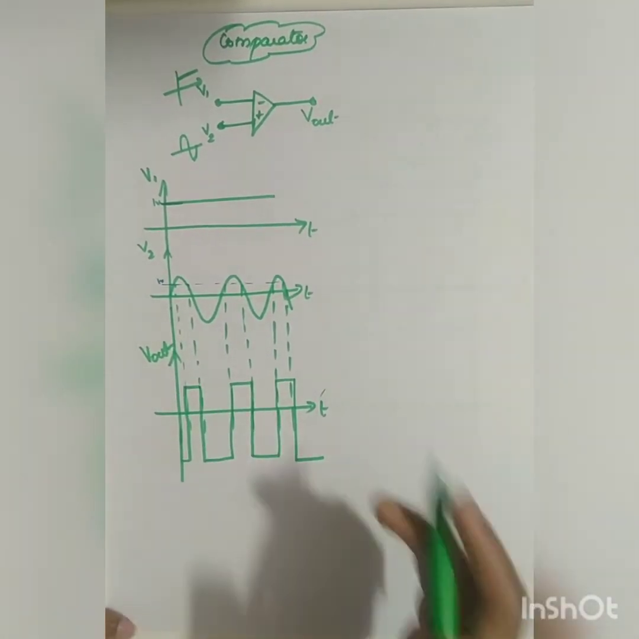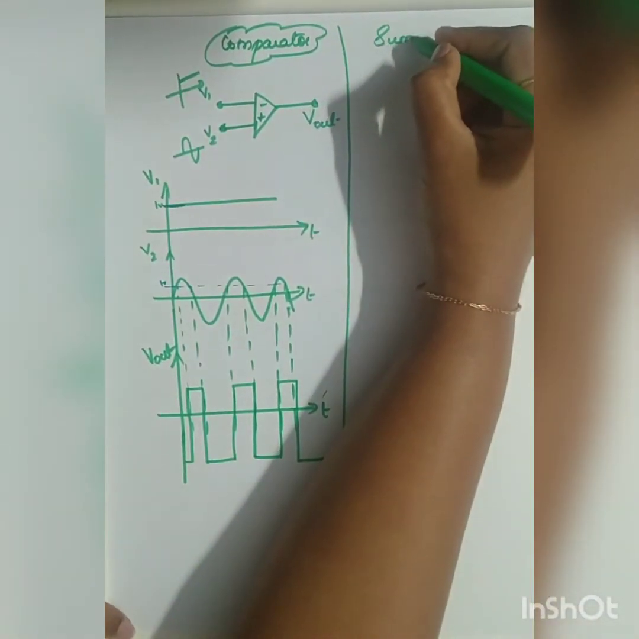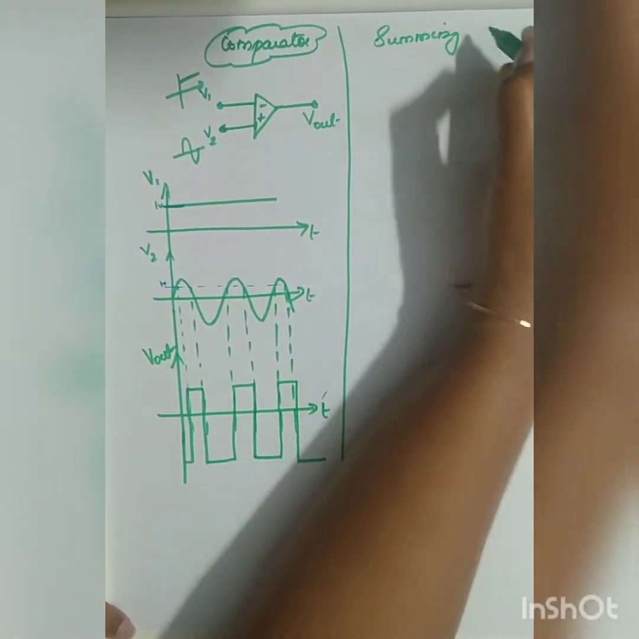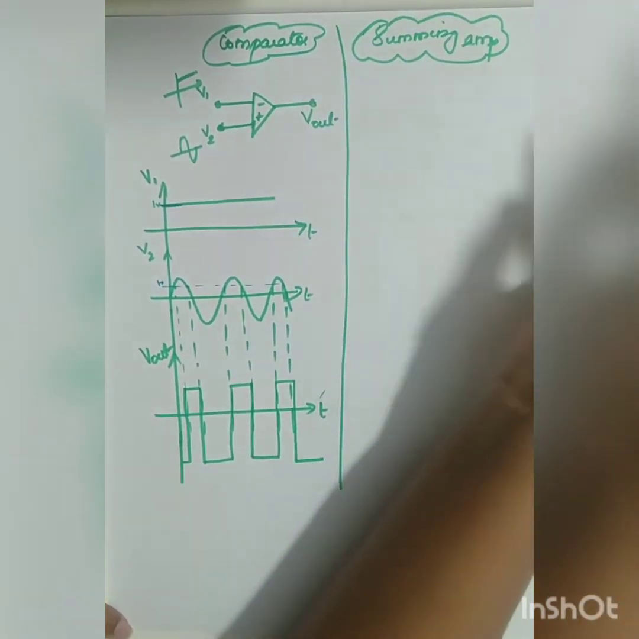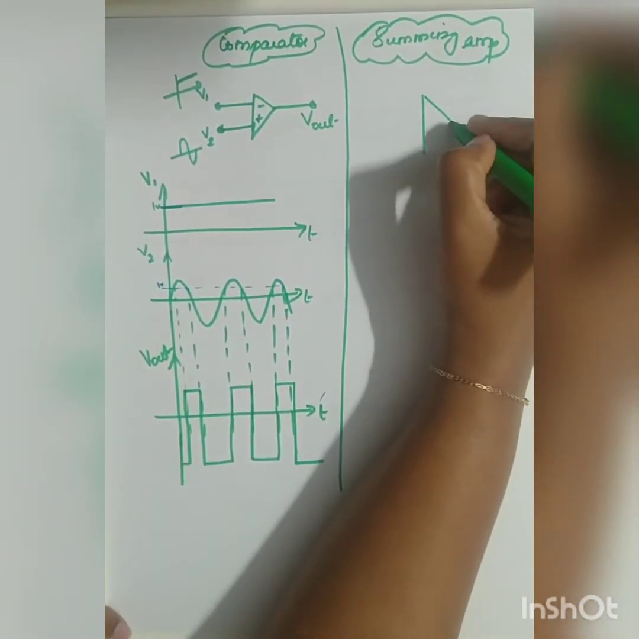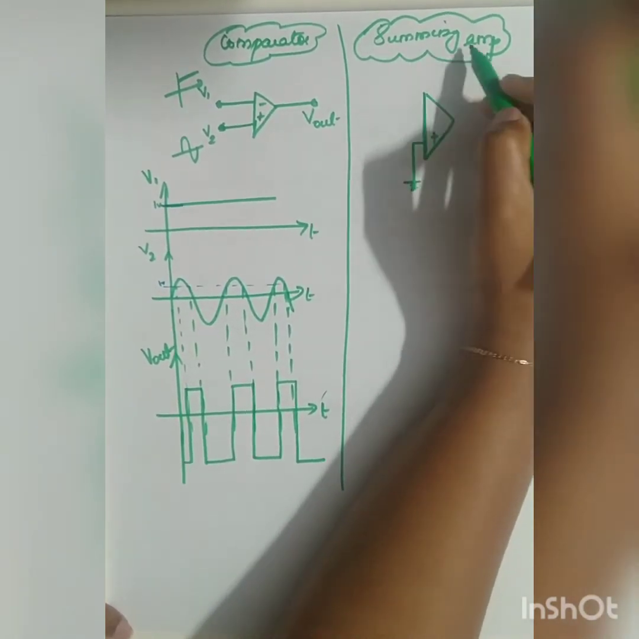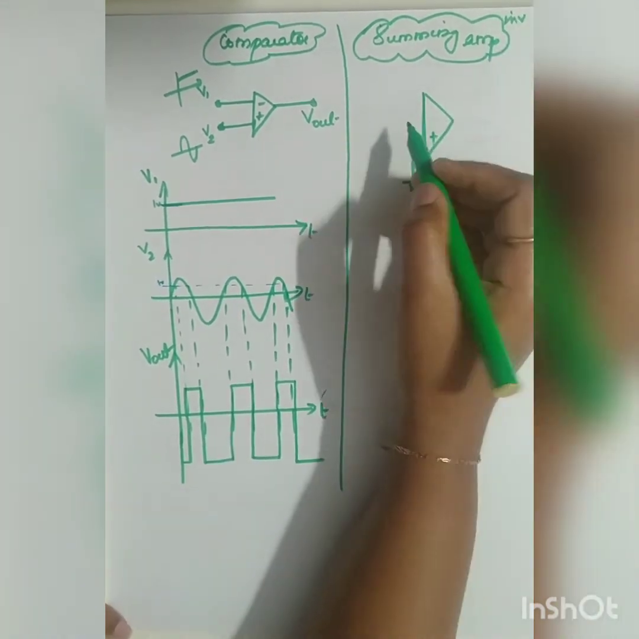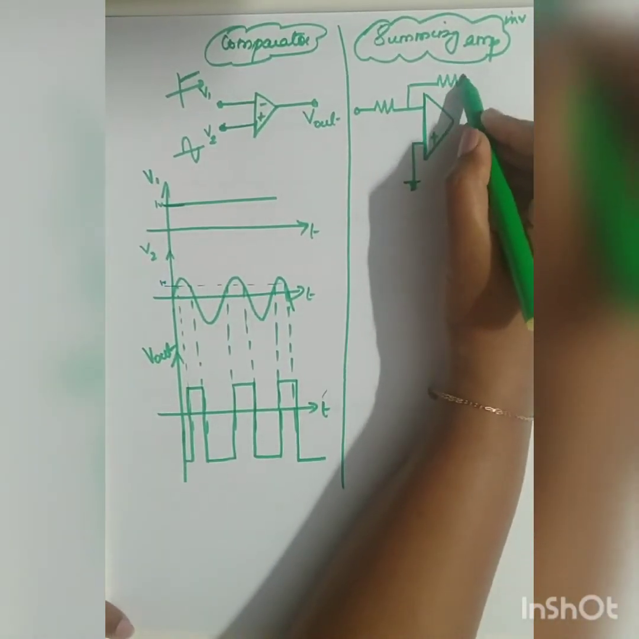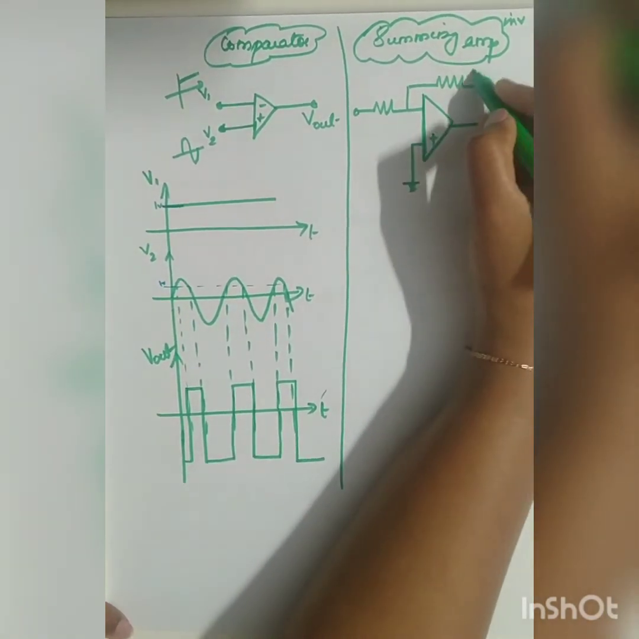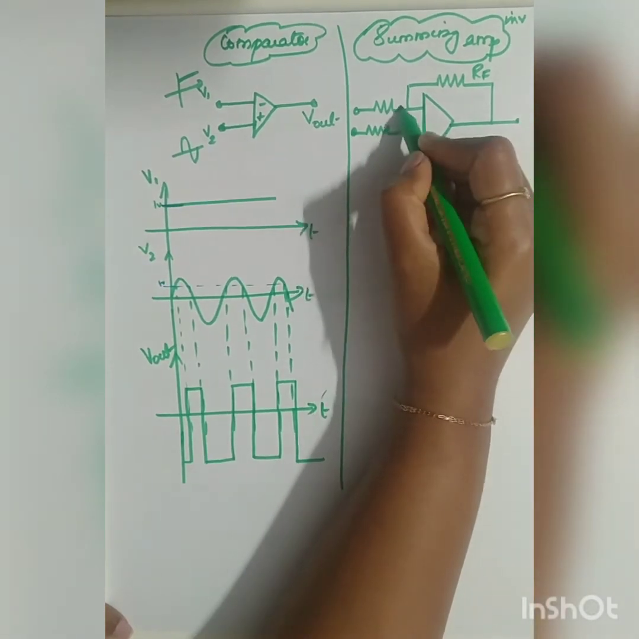Now the next one is going to be your summing amplifier. So what is meant by summing amplifier? It gives the addition of two or more signals. The non-inverting terminal is grounded. Let me take the example of an inverting summing amplifier. I am going to give the inputs across your inverting terminal, so more than one input is applied to your inverting terminal.